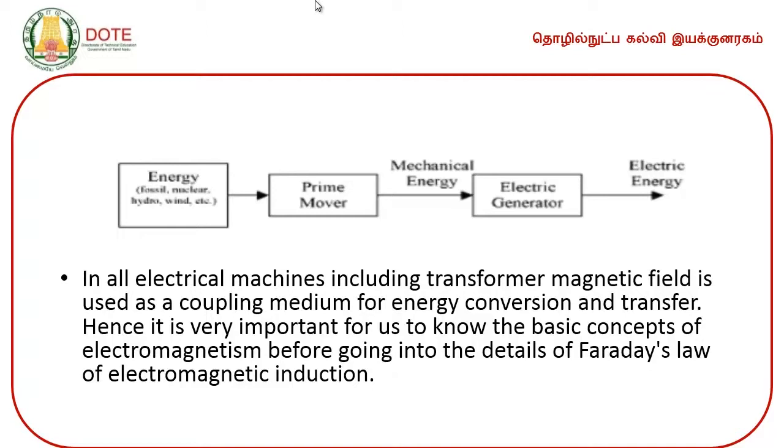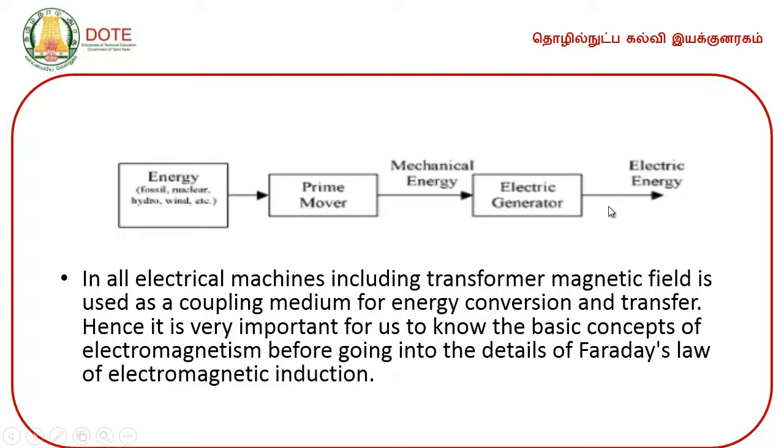So, this is the block diagram. The prime mover is coupled with the electrical generator here. The prime mover draws electrical supply from the supply mains. The prime mover gives out the mechanical energy, and being coupled to the prime mover, the electric generator generates the electrical energy.